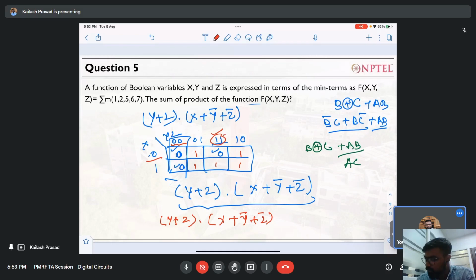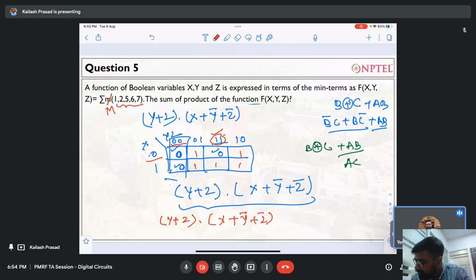What you can try out at home: instead of this small m, if it was capital M, so all of these were your max terms, what would be the answer? Just take a screenshot of this slide and try it out. If all of these are max terms, what will be the answer?